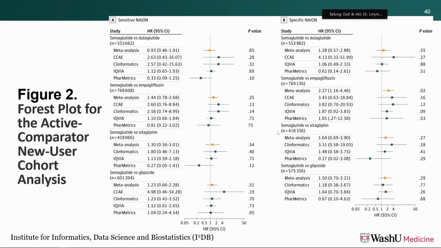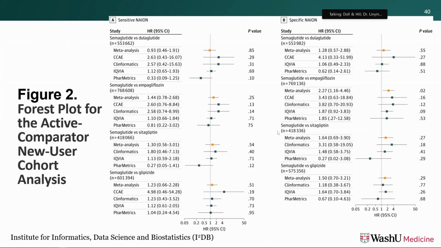For this causal analysis, here's the plot. On the left, we show the results for the sensitive NAION, and on the right is for the specific NAION. Let me orient you to the right side of this figure. Each subplot is one comparison, or one hypothesis we test. For example, this one is semaglutide with dulaglutide, and the rest are with different comparator drugs. The meta-analysis estimate is shown in yellow, and the individual database estimates are shown in green.